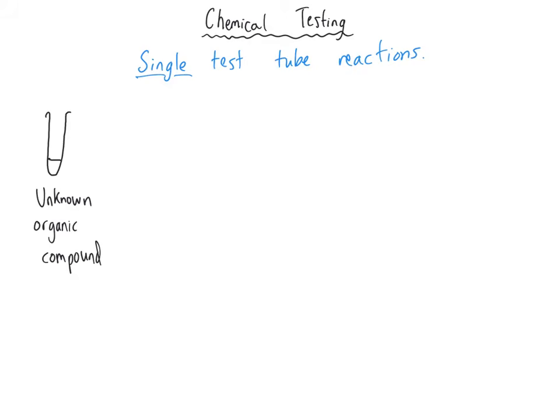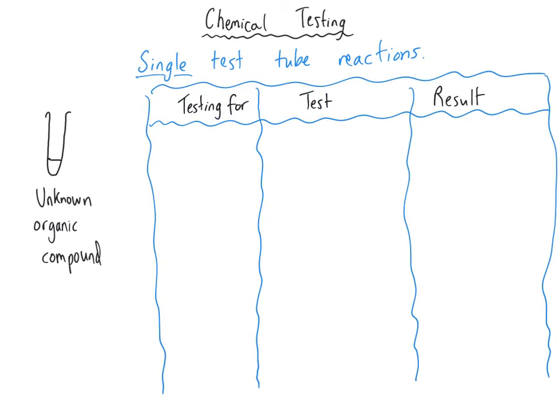You would explain what you were testing for, you would say what reagent you would use, and you would demonstrate your knowledge of the result. And there are 5 functional groups that you need to be able to test for. There is the carbon-to-carbon double bond in alkenes. The test is nice and easy.